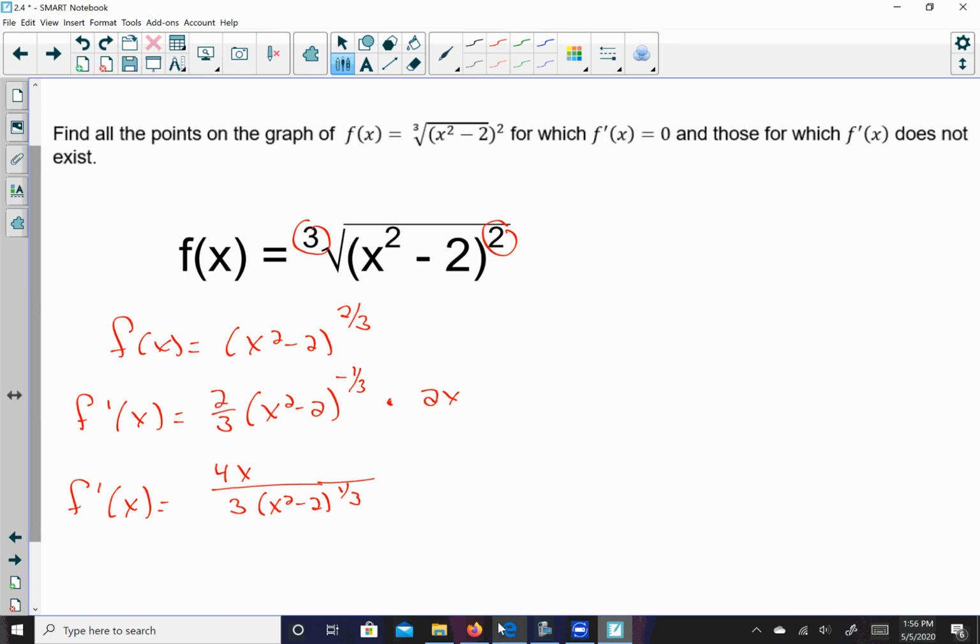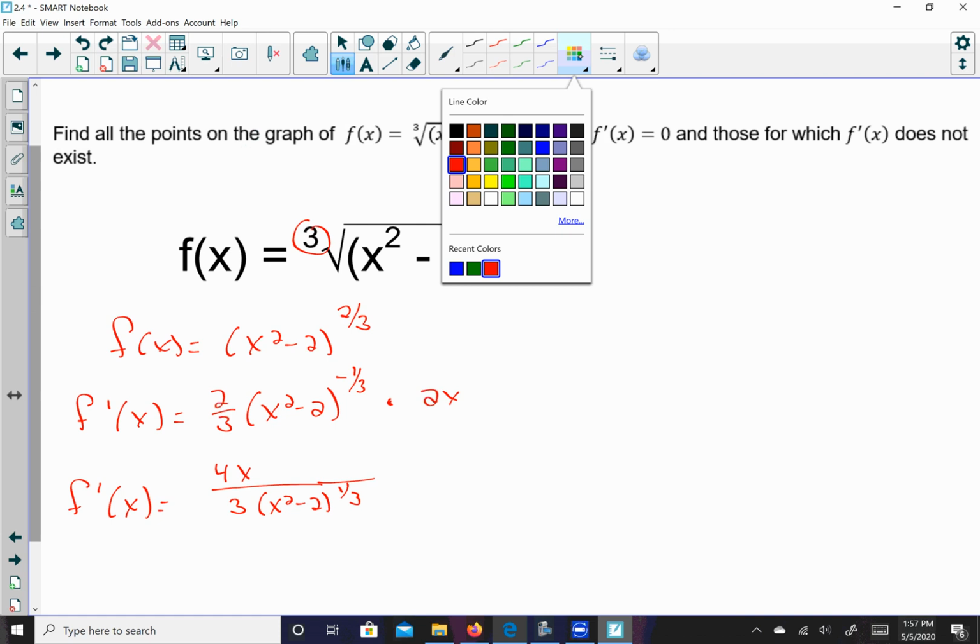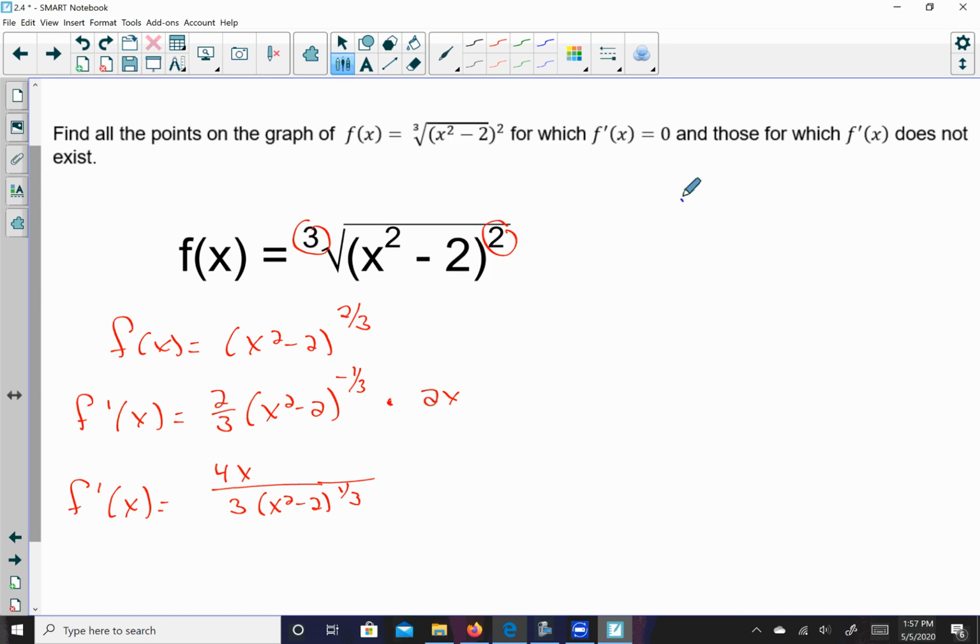Now I'm going to read the rest of the question. It says, find all the points on the graph for which the derivative is equal to 0. So that's this first part here. I'm going to set this equal to 0. Remember, when you have a rational function, the only time it equals 0 is when your numerator is equal to 0. So 4x is equal to 0, which means x is equal to 0.